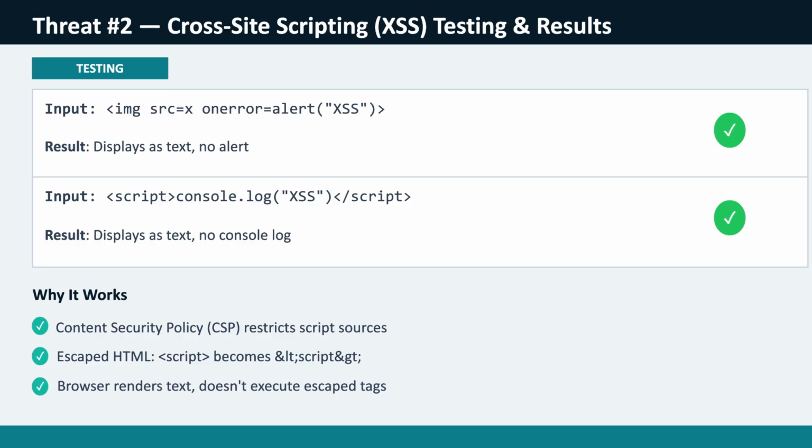Additionally, we implemented content security policy headers that tell the browser to only load scripts from approved sources. This creates multiple layers of defense. Even if somehow an attacker bypasses HTML escaping, the CSP would block unauthorized script execution.